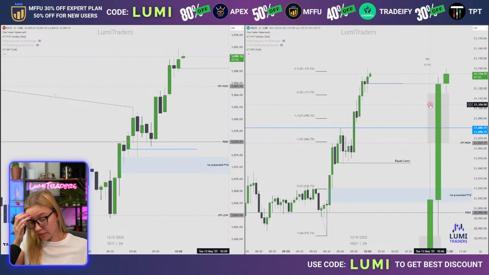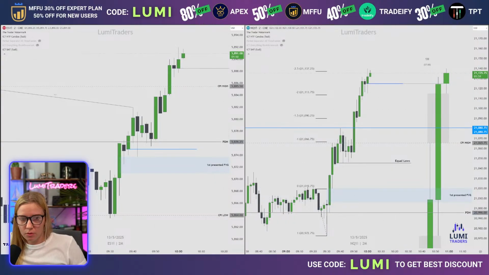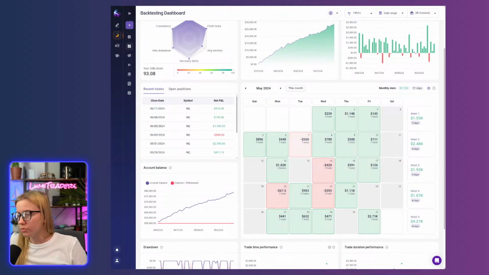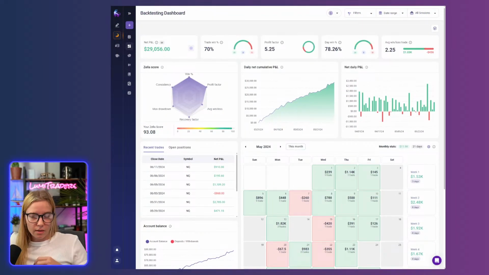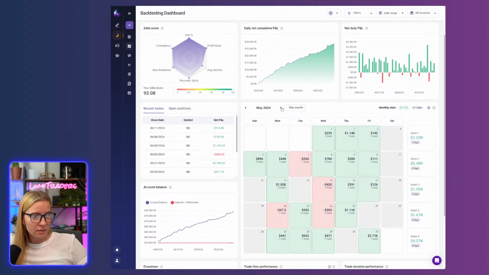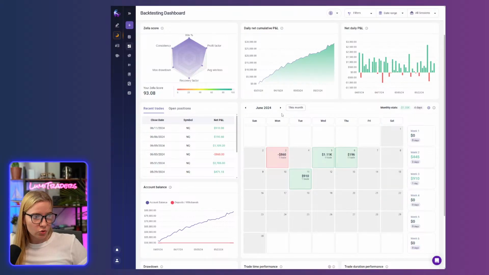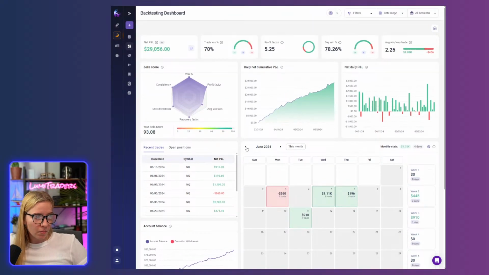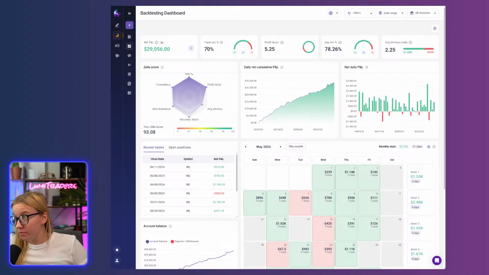Backtest results. I mean, yes, it was good. I'm going to share while we are waiting for the 2-minute order block. I will keep you updated, but here are the results. Can you see my chart? I backtested 2 months. I backtested April, I backtested May, and I started backtesting June. My results gave me a 70% win rate, 5.25 profit factor, and my trades are mostly 2R.